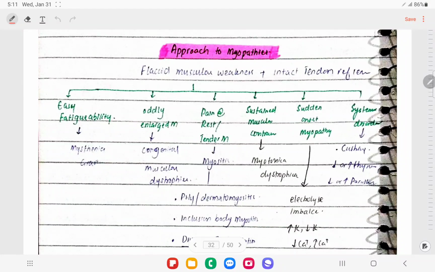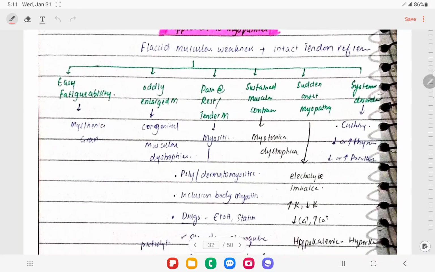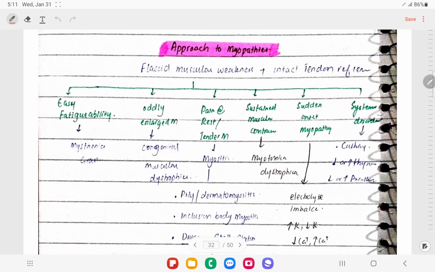Bismillahirrahmanirrahim. Today I'm going to discuss the myositis component of the approach to myopathy. So I have gone through this: if the patient presents with muscular weakness and their tendon reflexes are intact, along with easy fatigability, we're going to think that the patient has myasthenia gravis, right?